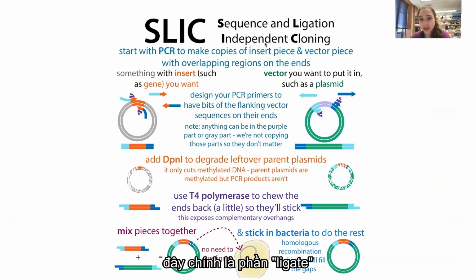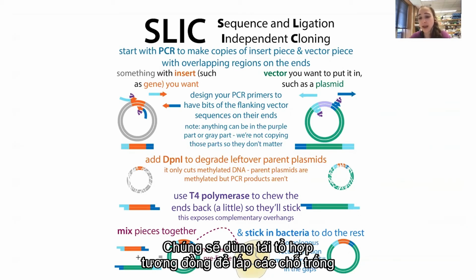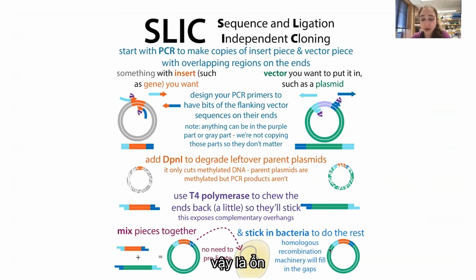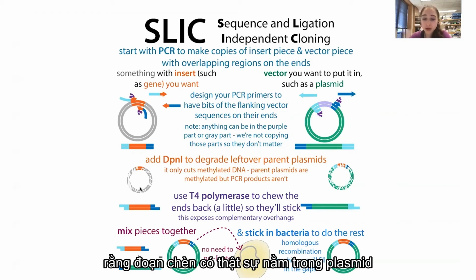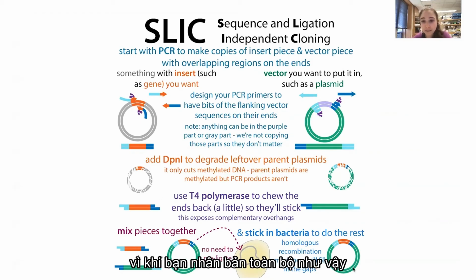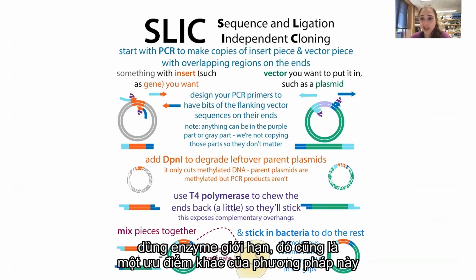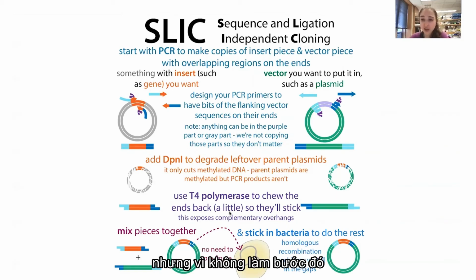This is where the LIC part comes in, ligation independent. With the bacteria, we're going to do that. They're going to use homologous recombination to fill in the gaps and then stitch it up with ligase and stuff. And so all's good, and you don't have to worry about that. But you would have to worry about whether your insert is actually in the plasmid, because when you're making copies of all of this, we're not doing the purification stuff like we have to do for the restriction enzymes, which is another nice thing about this method.